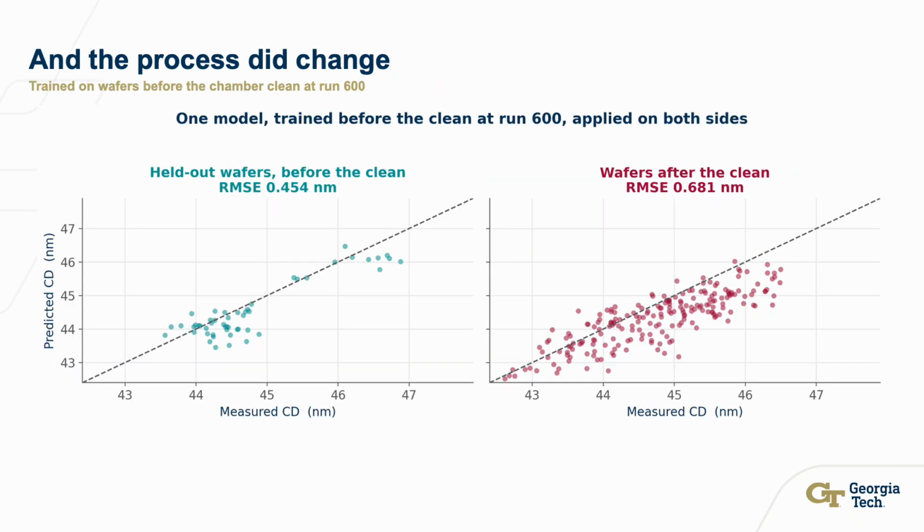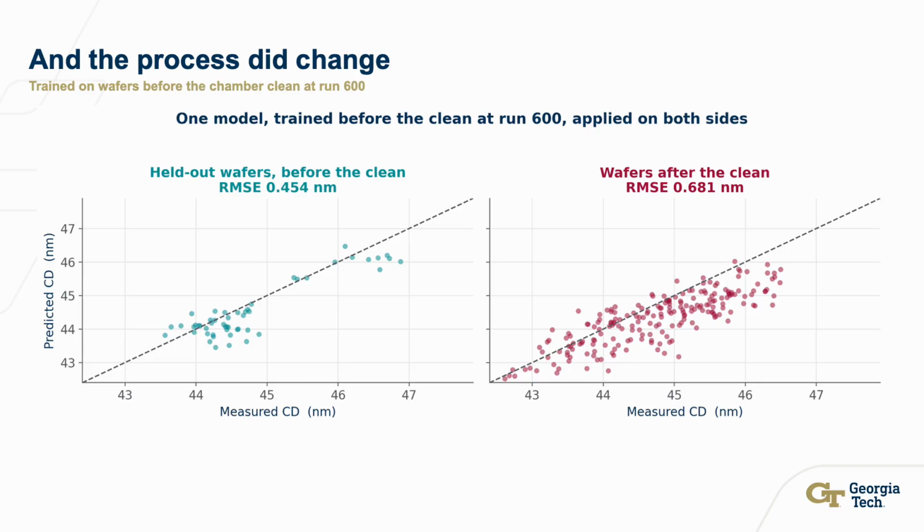Here is the demonstration. We trained the model on wafers before the chamber clean at run 600, holding out the last 20% of that period. So both panels are honest. Neither of these is training data. Held out wafers from before the clean: RMSE of 0.454 nanometers, points scatter along the diagonal reasonably well. Wafers from after the clean, same model, no retraining: RMSE of 0.681 nanometers, half again as bad.